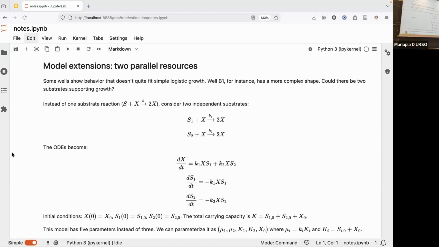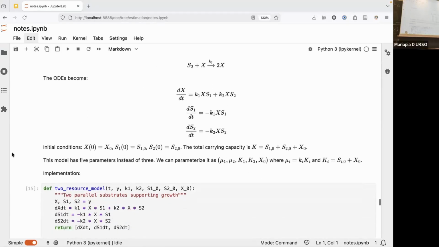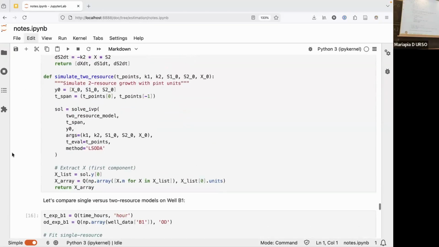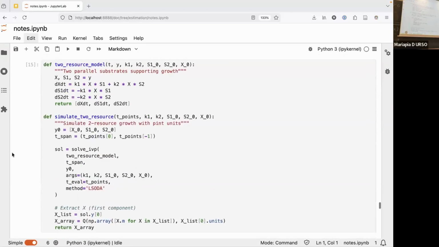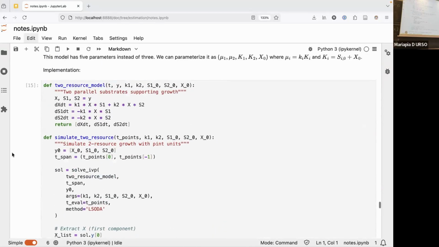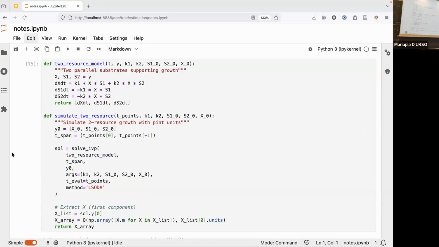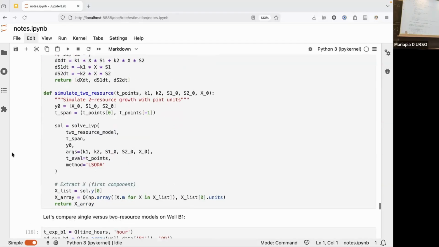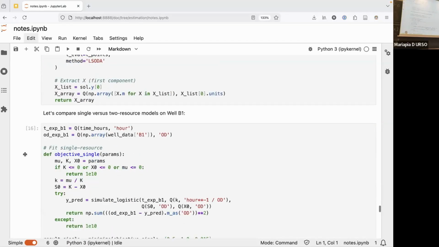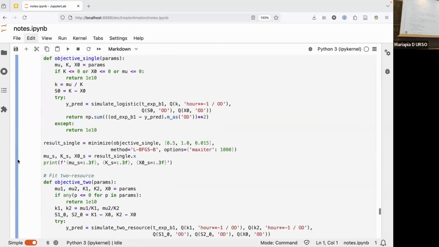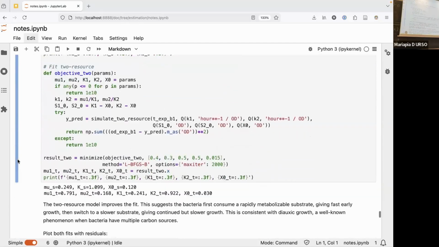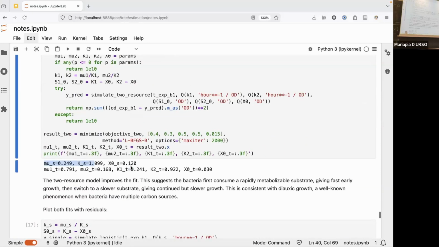And the nice thing about this parameter fitting pipeline that we have now is that we can just try and see what we learn from parameter fitting this model. Okay, so here we just input the two resource model, of course with units here, and then we give this to our solver, and here are the two models.